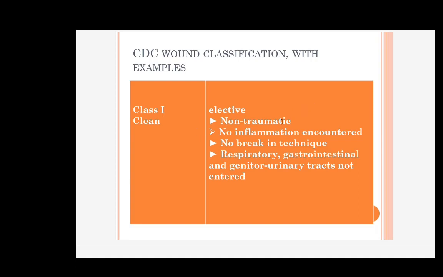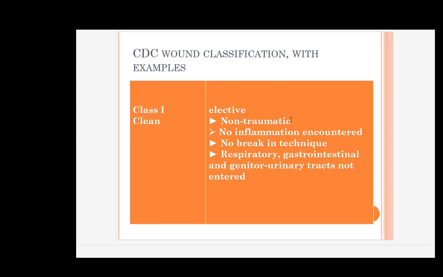It is not associated with any trauma. No inflammation is encountered. There is no break in the technique, the technique meaning the operative technique. There is no spillage of either respiratory fluid, gastrointestinal fluid, or genitourinary tract fluid. A classical example of a clean wound or a clean surgery would be something like a hernia operation or an MRM, which we do in a case of breast cancer. So these are clean wounds.